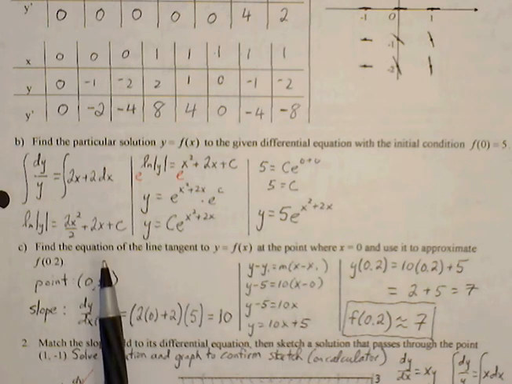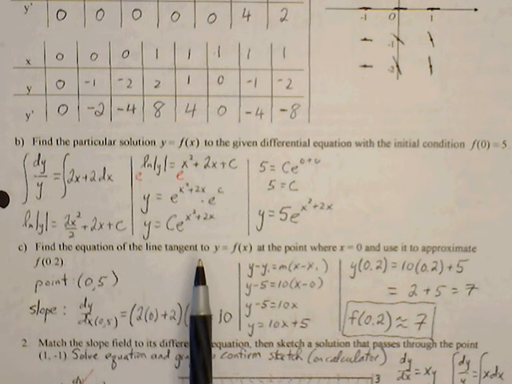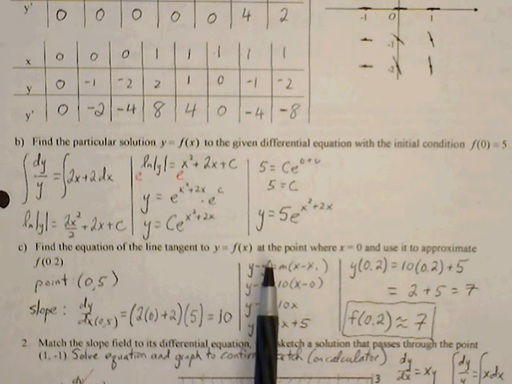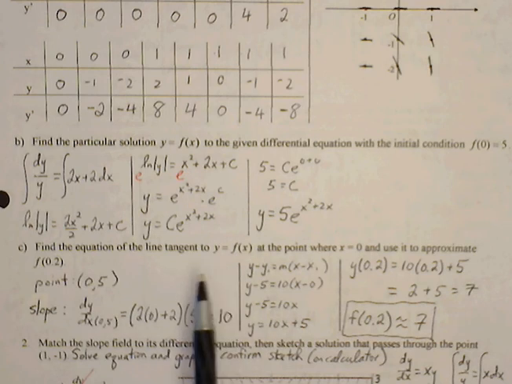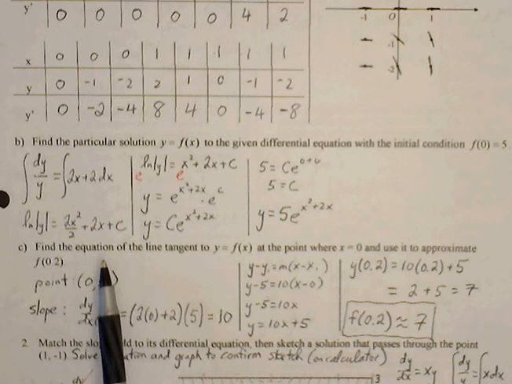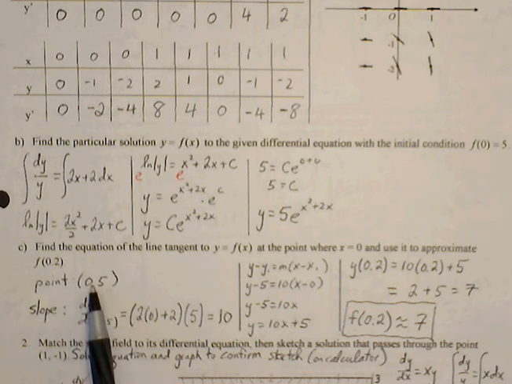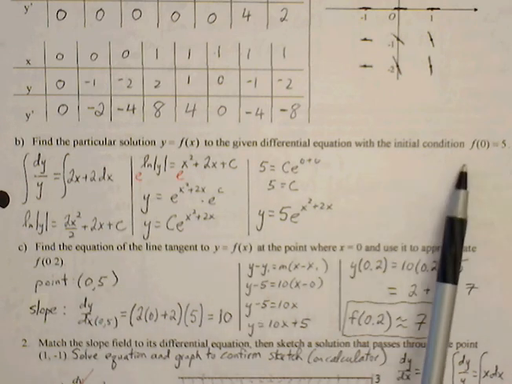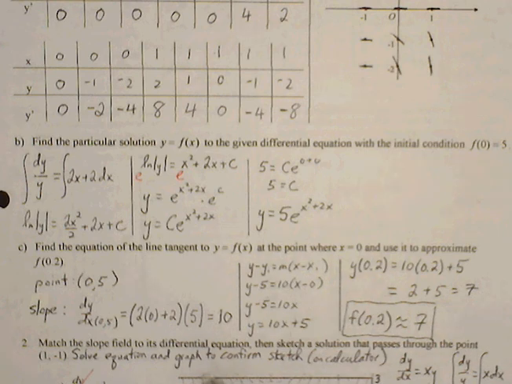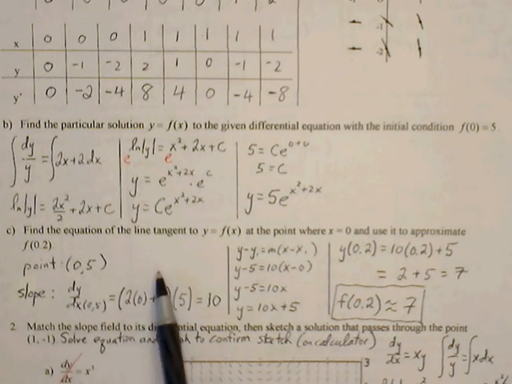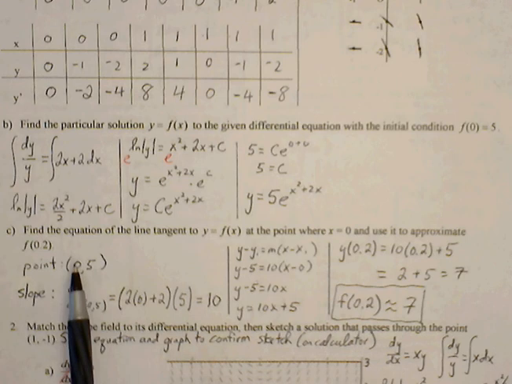Okay, part C, find the equation of the tangent to y equals f of x at the point where x equals 0 and use it to approximate f of 0.2. All we're doing here is finding the equation of the tangent line, and after that we're just plugging 0.2 into the tangent line to approximate the y value. We have the ordered pair 0, 5, and 0, 5 is given from part B. Now we have the ordered pair. Now we need to find the slope.